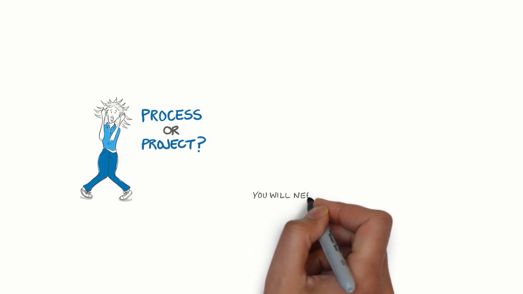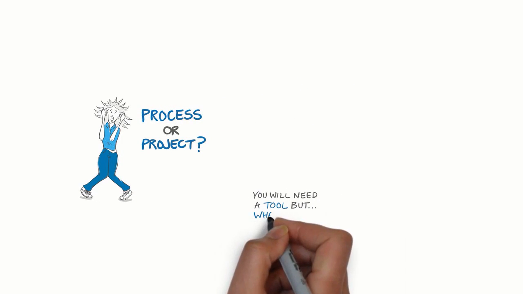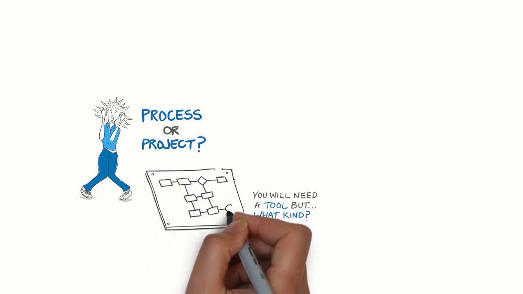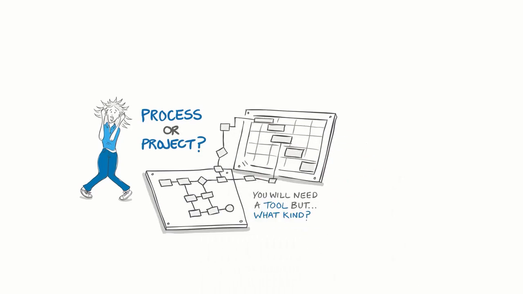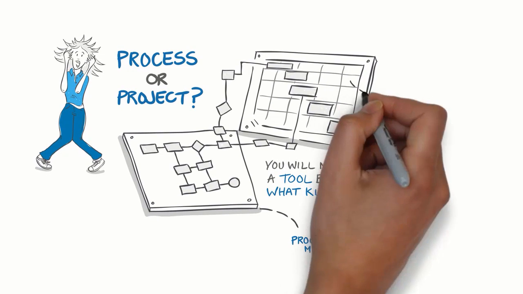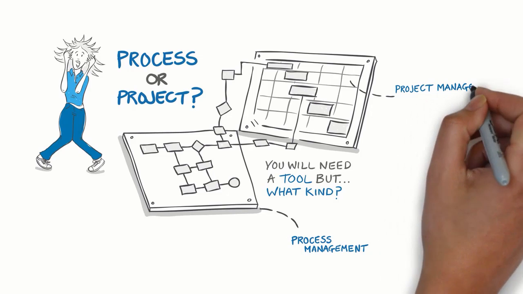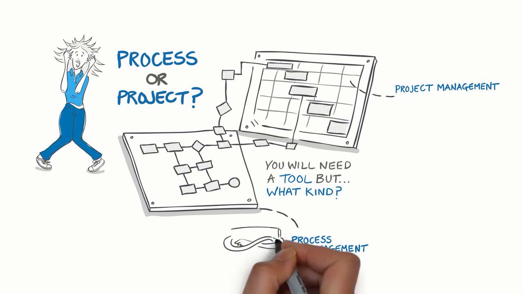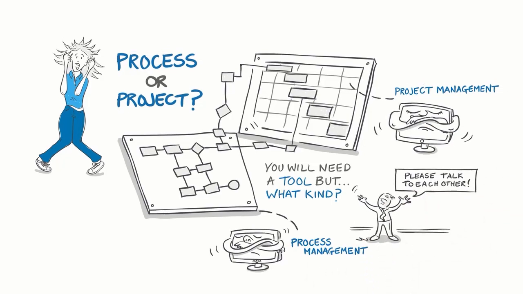To help you do this, you are going to need a tool. But what kind of tool? There's a workflow that needs to be managed, so a process management system sounds like a good option. But there is also a schedule to be managed, so maybe a project management tool instead. Or perhaps use two different systems and try to keep them in sync.